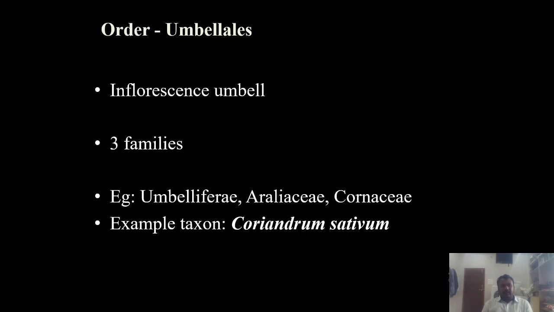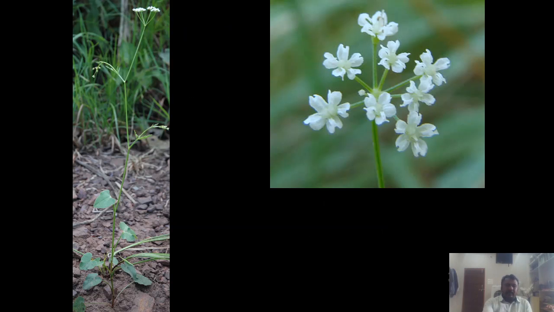Now other, Umbellales. Inflorescence umbel. There is a major important character to identify the Umbellales order. 3 families: Umbelliferae, Araliaceae and Cornaceae. Example, Coriandrum sativum. You can see this is Pimpinella tirupatiensis. You can see the umbel inflorescence.